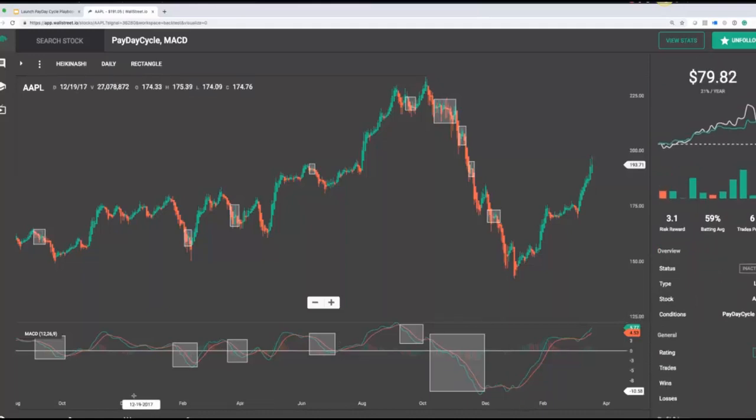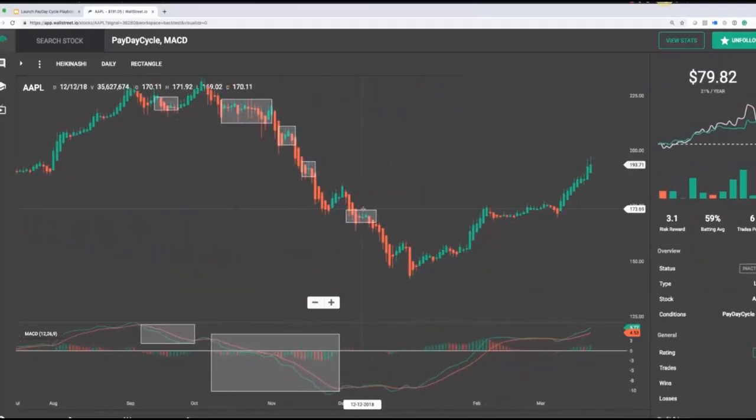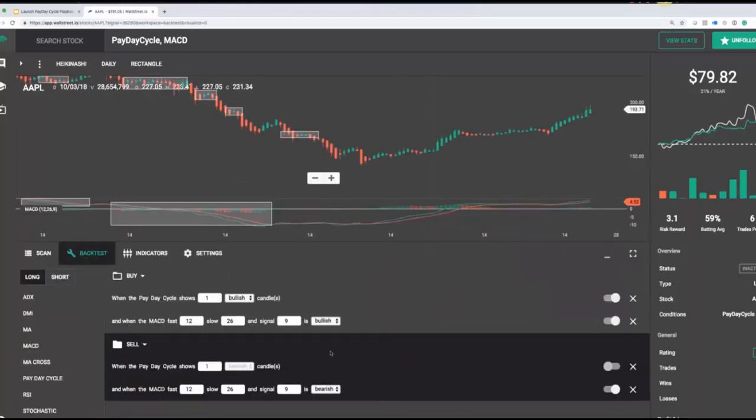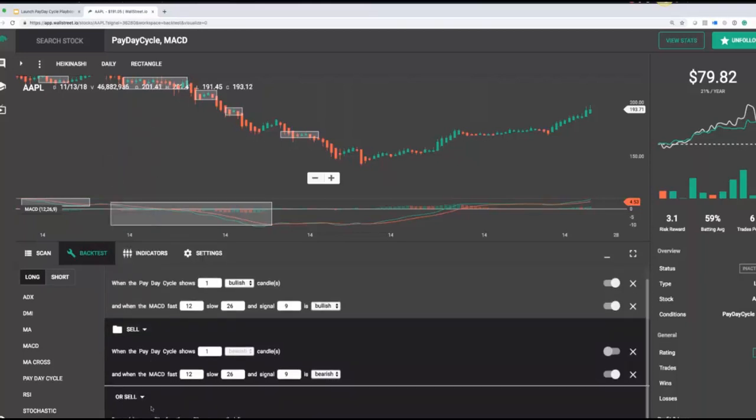The other cool thing that you can do is, if you already know that these bullish payday cycles tend to last about 7 to 9 days, you could potentially test and apply a secondary sell condition that you could use to take profits with. Because right now what we're testing is a buy condition and a sell or stop condition. But what if we wanted to apply a sell condition for taking profits? Let's take a look.